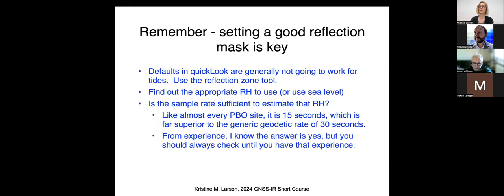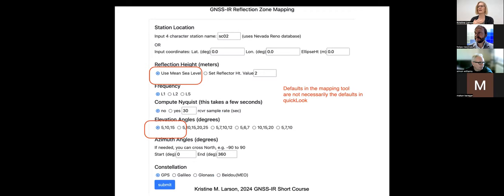The nice thing is, it's an old PBO site, and they ran things at 15 seconds. So for the heights at this site, we don't have to worry about the Nyquist. Until you have that experience, Simon and I and Felipe, we know what the Nyquist is, but until you know it yourself, you should run the code to check it. So reflection zones, I don't have those in my head. I always run the app. I typically use 5 to 15 for sea level. But you can go down to lower elevation angles, just be careful.